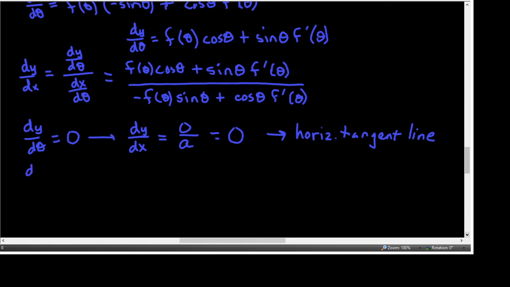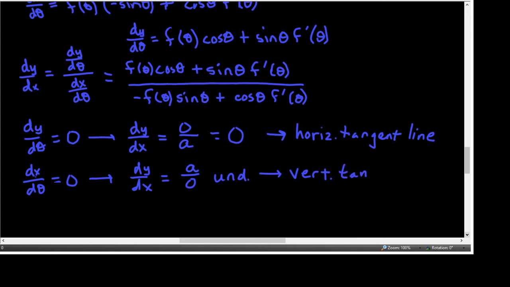If you have dx/d theta equaling 0, that will be something over 0, which is undefined. And if the slope is undefined, that means that it's a vertical line. So that would lead us to the conclusion that we have a vertical tangent line.